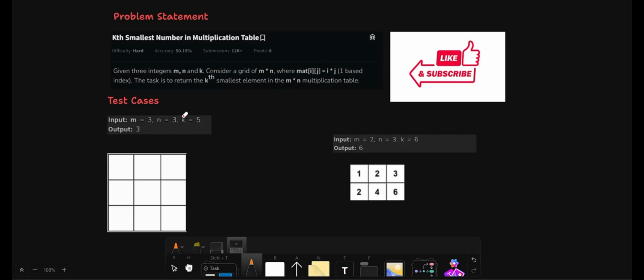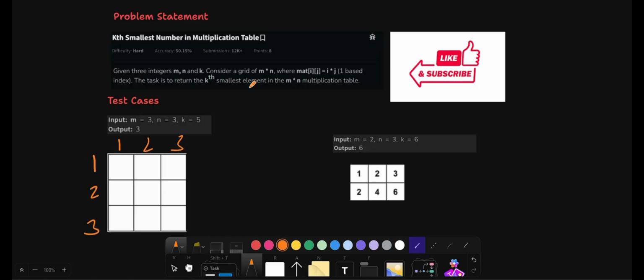So we'll see the test cases. M is given as 3, n is given as 3. So 3 cross 3 is the matrix, and we have to return the fifth smallest element. Let's fill the array first. As the question states, it is one based indexing: 1, 2, 3, 1, 2, 3. So matrix of i j is i into j. So 1 into 1 is 1, this is 2, this is 3, this is 2, this is 4, this is 6, this is 3, this is 6, and this is 9.